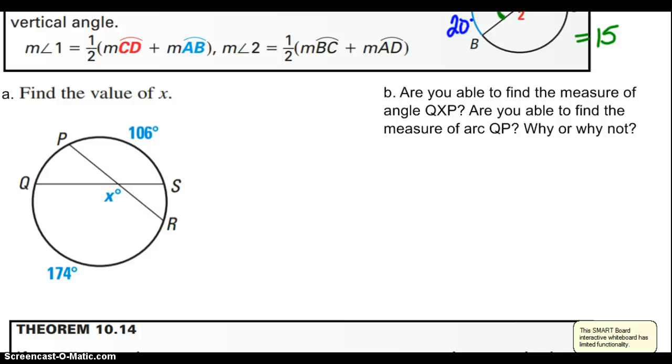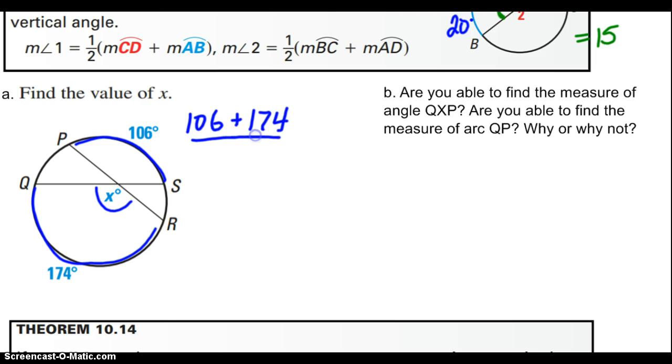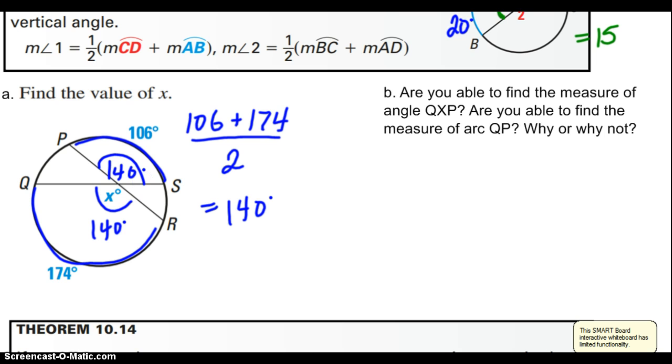Well, let's see. This arc right here is 174 degrees. This arc right here is 106 degrees. And so to find this, the rule is add them together and divide by 2. So I'll do 106 plus 174 and divide that by 2. Okay, so let's see, add them together, divide them by 2, and I get 140 degrees. So it turns out that x is 140 degrees. 140 degrees over here as well, because it's a vertical angle. They didn't ask for it, but there it is.